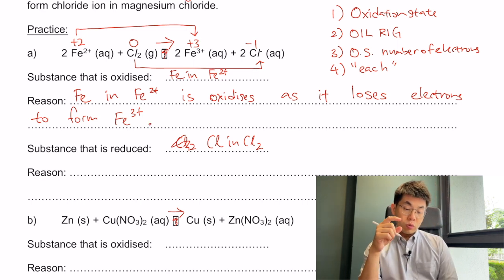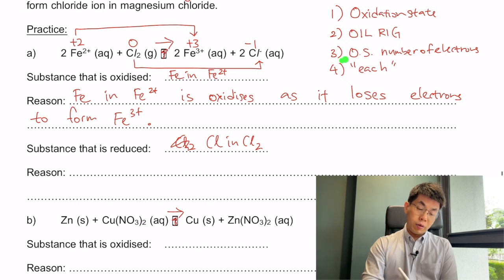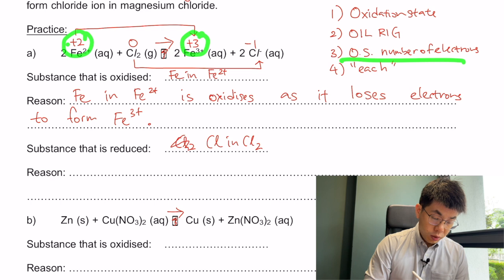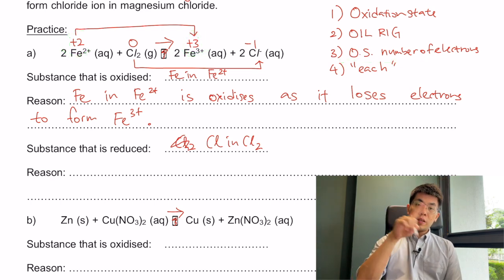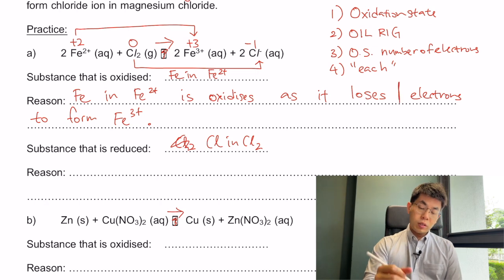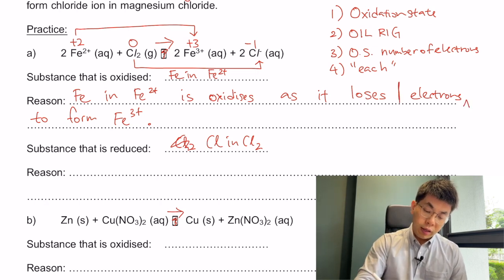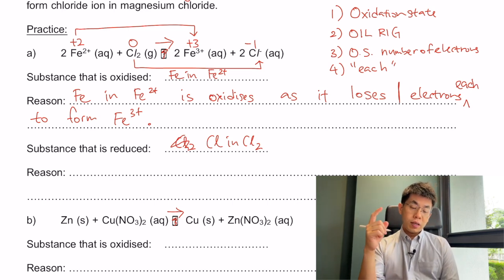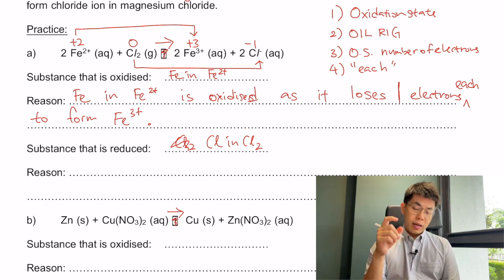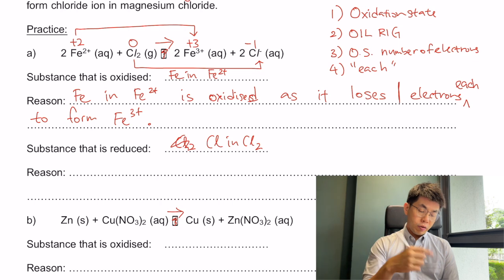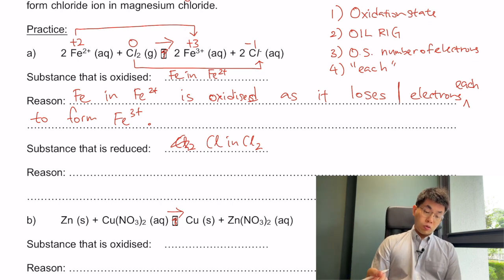Then we need to use the oxidation state to determine the number of electrons. So I go from +2 to +3. 2 and 3 is a difference of 1. So as it loses 1 electron, I need to remember to add the word each for this to be correct. So the Fe in Fe2+ is oxidized as it loses 1 electron each to form Fe3+. Okay, let's try that for the next one. Maybe you want to pause the video to try.